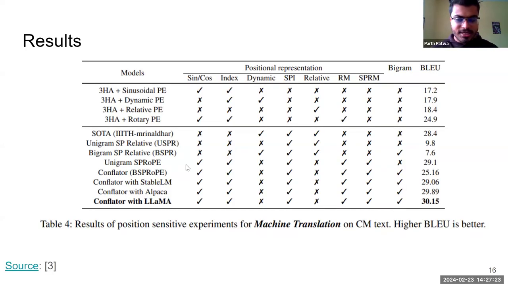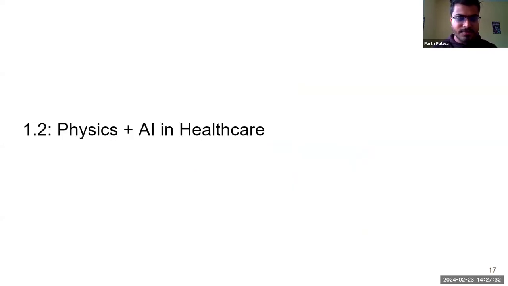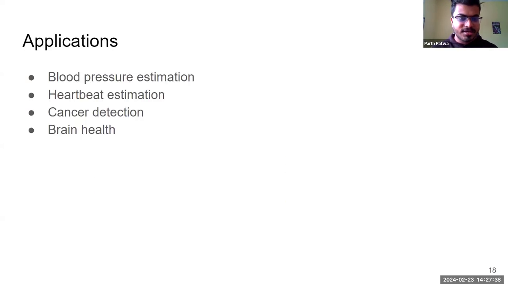So that was about NLP. Mostly in NLP, it's physics-inspired ML and less of physics-informed ML. So let's go to the next application, which is physics plus AI in healthcare. It has a very diverse range of applications in blood pressure estimation, heartbeat estimation, cancer detection, and brain health.